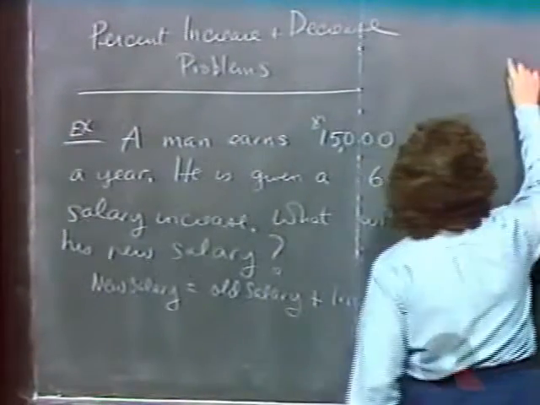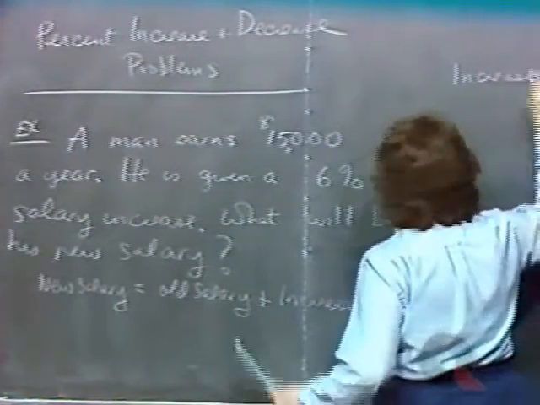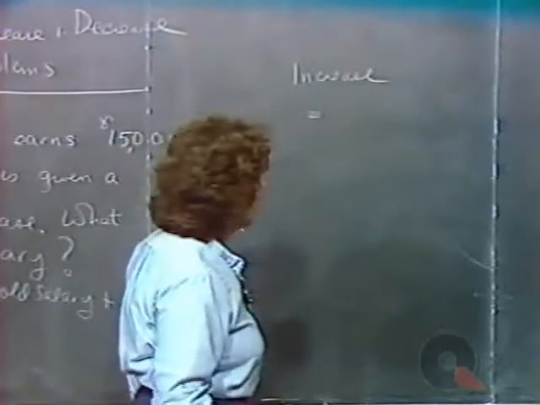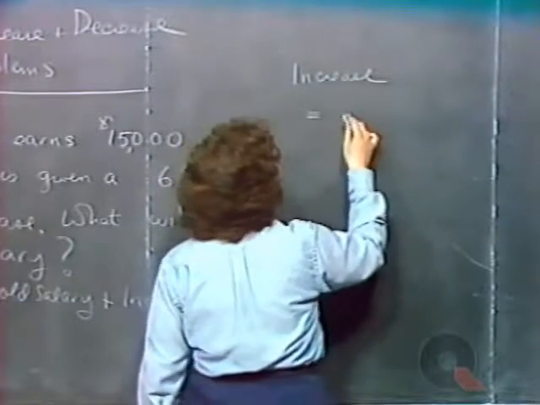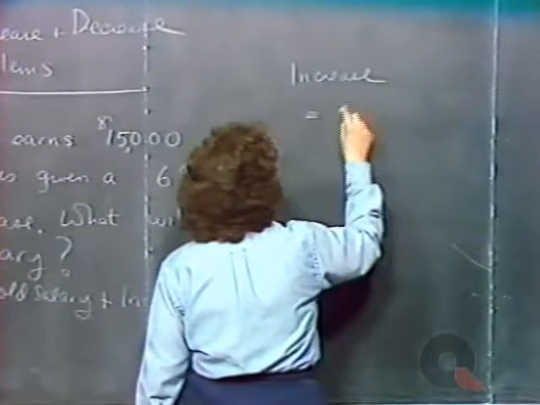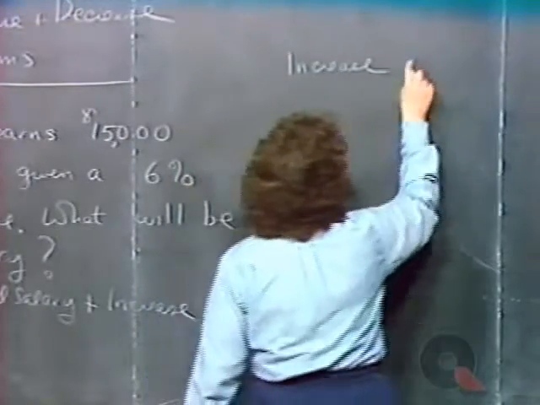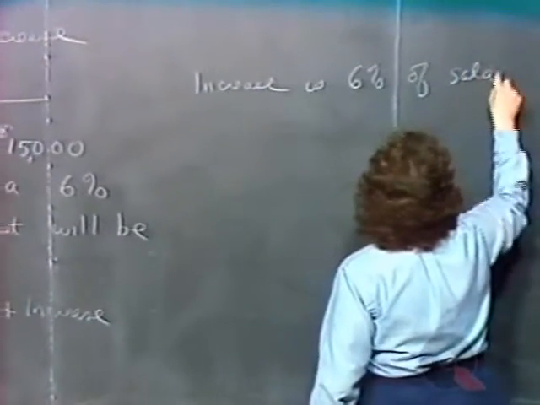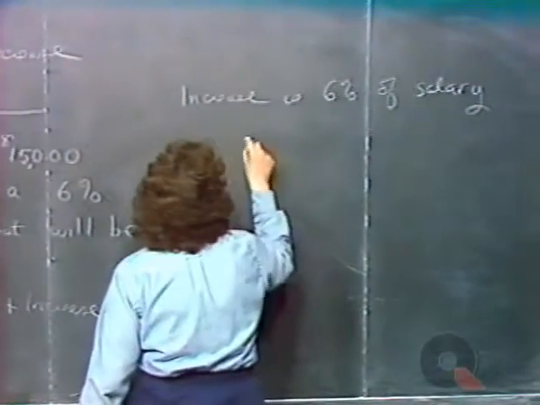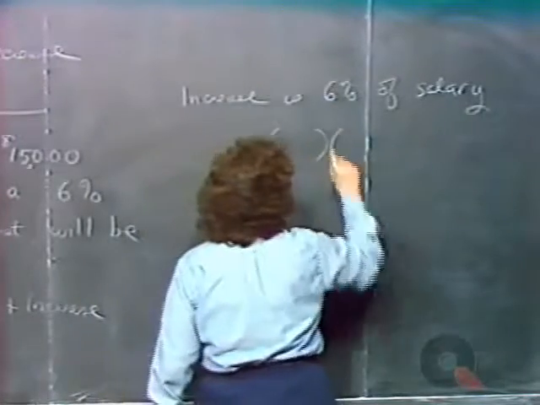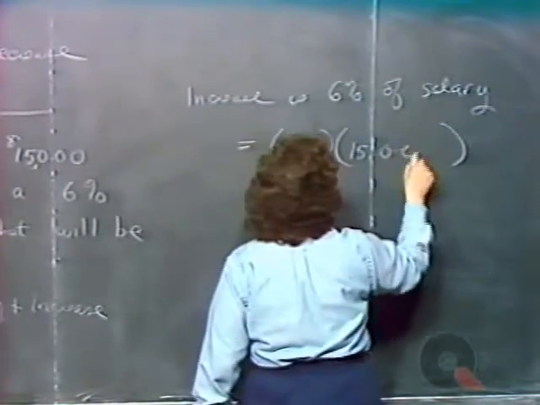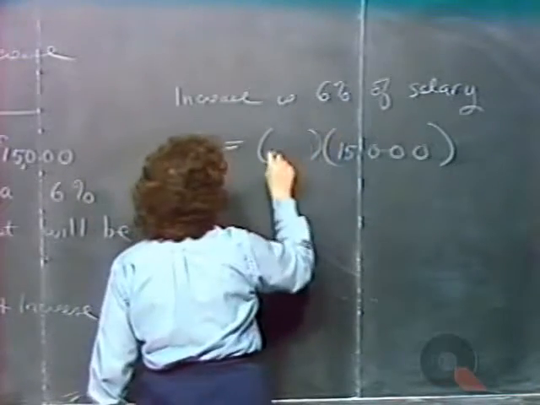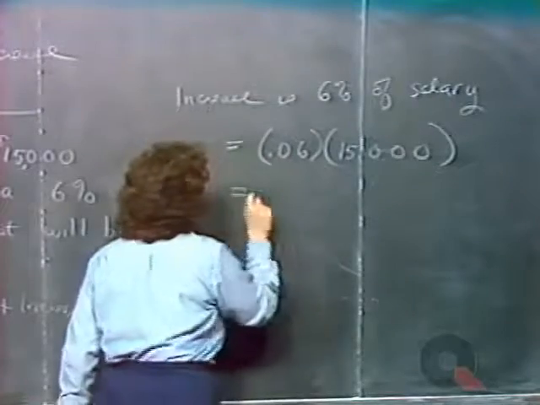The increase is 6% of his salary. So we will multiply. Okay, the increase is 6% of his salary. So the increase is equal to his salary, $15,000, multiplied by 6%, or 6/100, or 0.06 for the corresponding decimal.